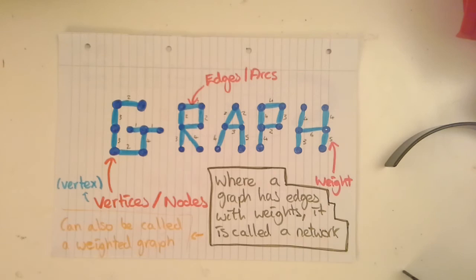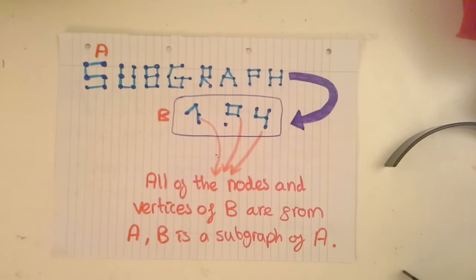And then a subgraph is basically a graph that's derived from another graph. All of the nodes and vertices are from the original graph, but it doesn't have all of them. For example, in this picture, all of the vertices and nodes from graph B are from graph A, so B is a subgraph of A.